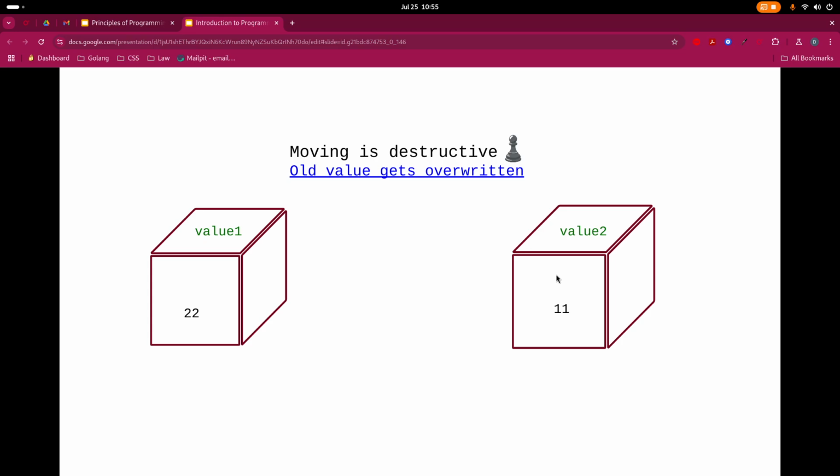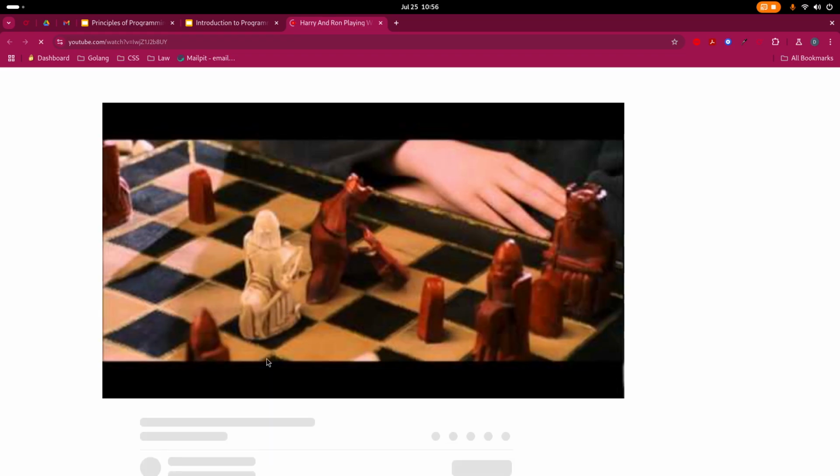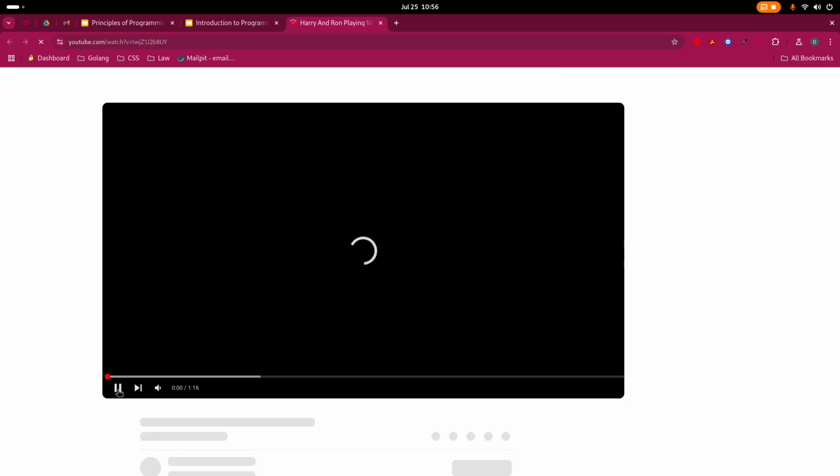Before I discuss it further, I'm going to look at this video, which I think will give you an idea of what I mean by being destructive. Some of you might be familiar with chess. In any case, chess is sort of an aggressive game, so let's look at this short clip with chess in action. This is from a Harry Potter movie.